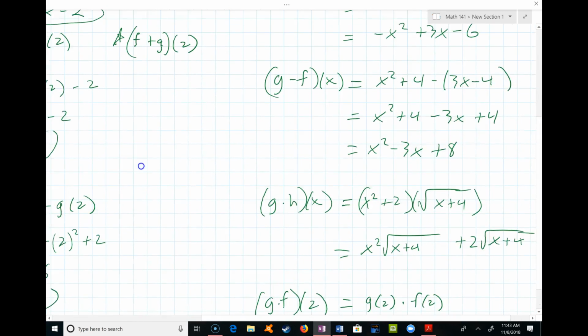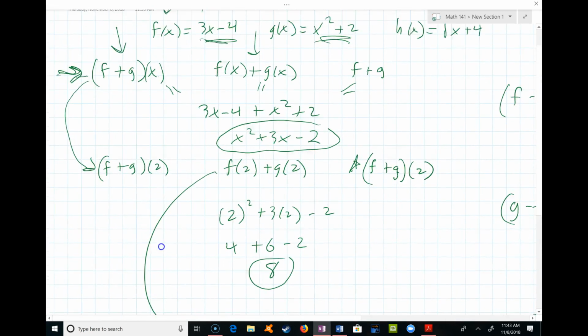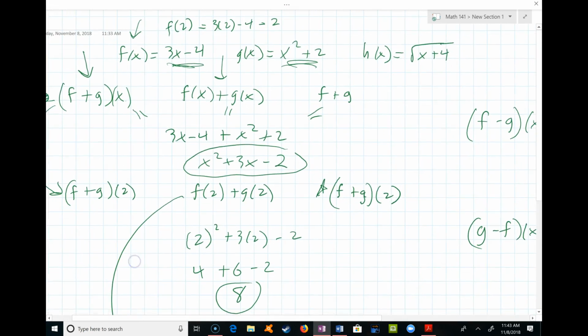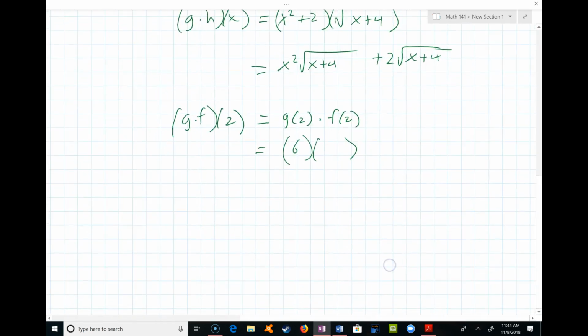And f of 2, if we go back over here to f, that would be 3 times 2 is 6, minus 4 is 2. So that would be 2. And my answer would be 12. Now, notice again, in theory, I should get the same answer if I do g times f of x first, and then plug 2 in later.